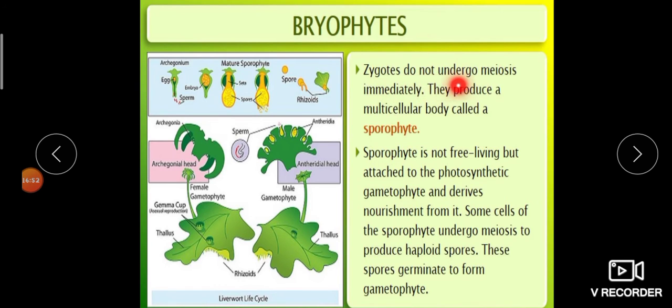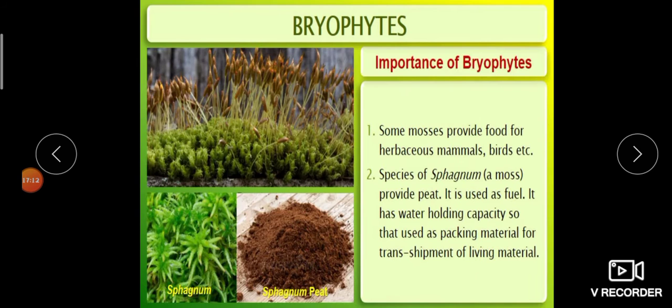And the zygote does not undergo meiosis immediately. Instead, it produces a multicellular plant body called the sporophyte, and this sporophyte may burst once the spores mature and release the spores into the environment. These spores meet a suitable substratum where new gametophytes are produced.